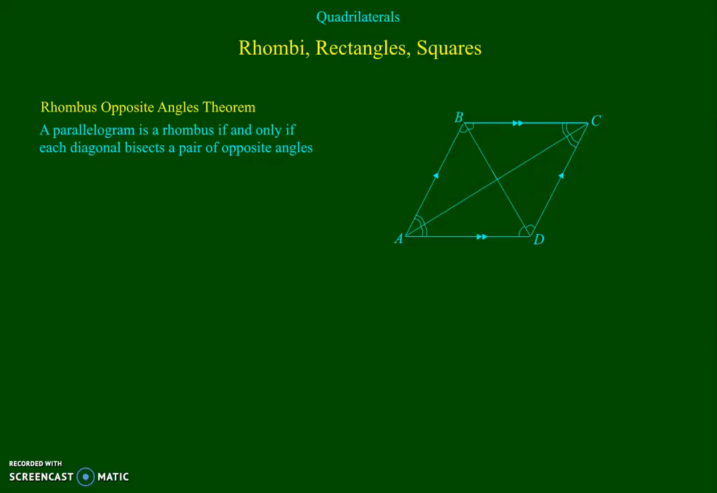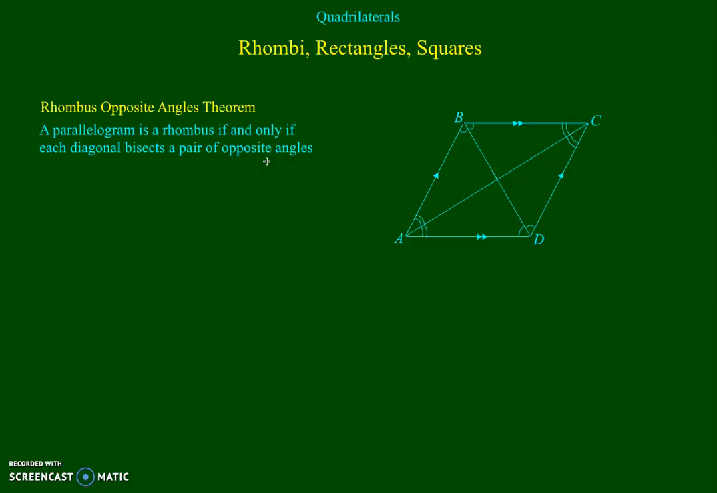This is part 6 of the series Quadrilaterals, and in this part we're going to start out with another theorem with rhombi, and it also involves the diagonals. This is the rhombus opposite angles theorem, and it says a parallelogram is a rhombus if and only if each diagonal bisects a pair of opposite angles.